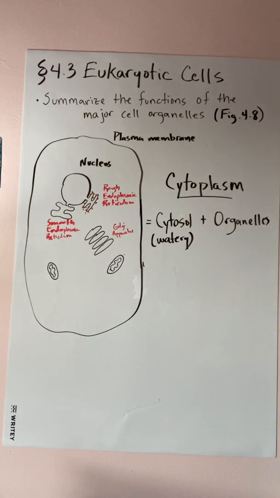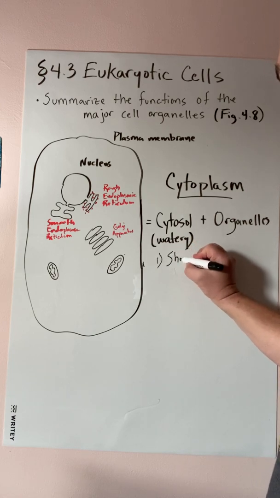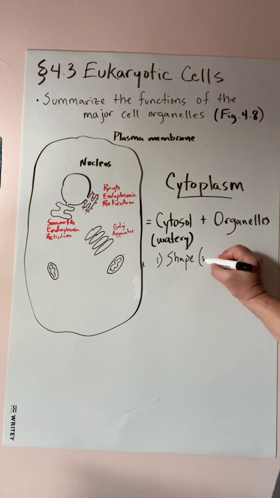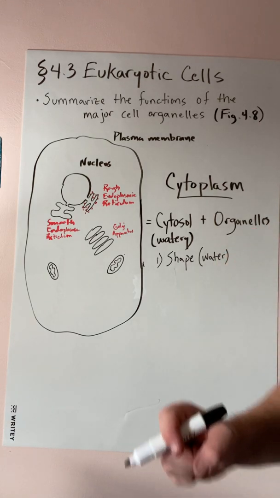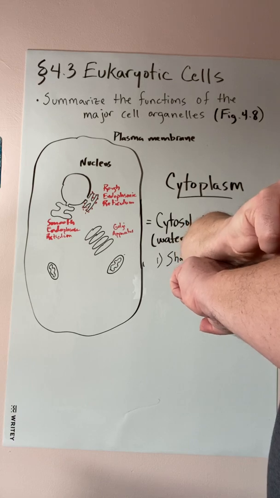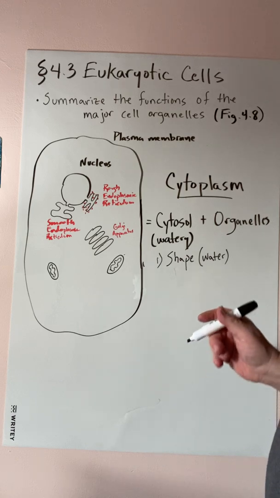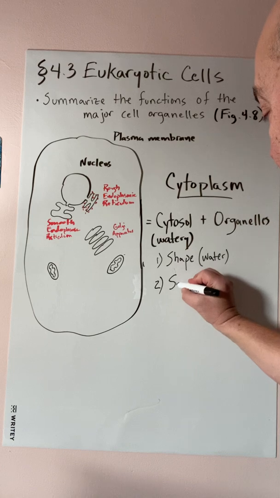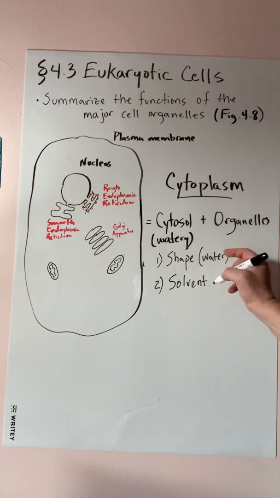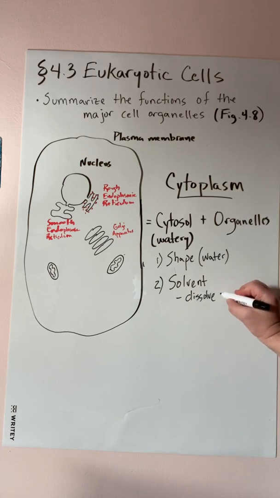The cytosol has a few important things. The cytosol, this is what helps to give a cell shape. It is mostly water. And so that pressure, as it pushes against the plasma membrane, is what will give it shape. So as you get dehydrated, the shape will shrink. As you get too much water, you will actually expand that cellular plasma membrane. This is also going to work as a solvent. Because it is watery, a solvent means it will dissolve substances.